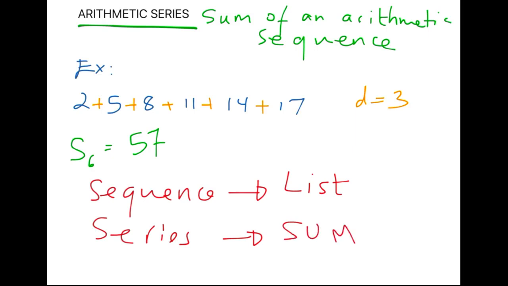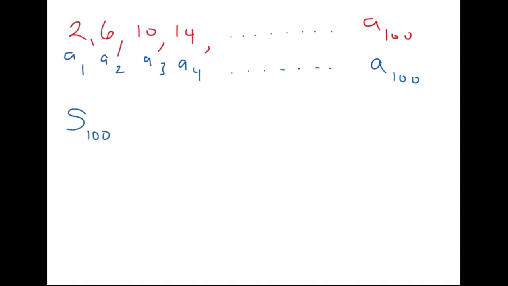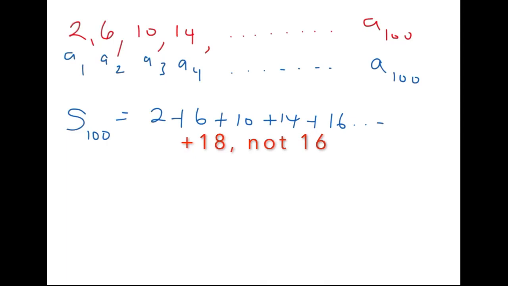Let's look at another sequence. Suppose we go all the way to A100. So again, this is A1, A2, A3, A4, right? We can go all the way to A of 100. Now let's say we want the sum of these 100 terms. So you could do 2 plus 6 plus 10 plus 14 plus 16 all the way to whatever that number is, but obviously that would take you a long time. So there must be a formula to use.